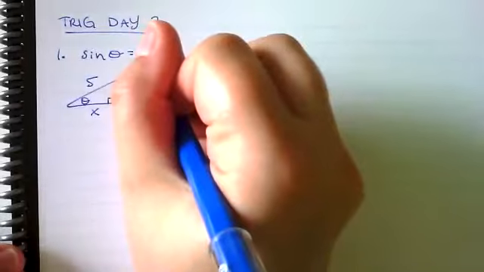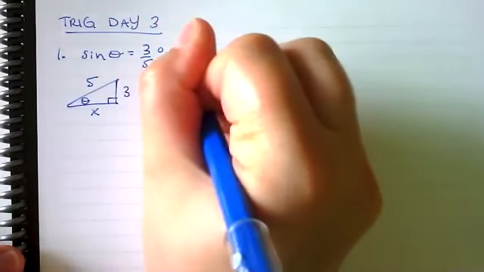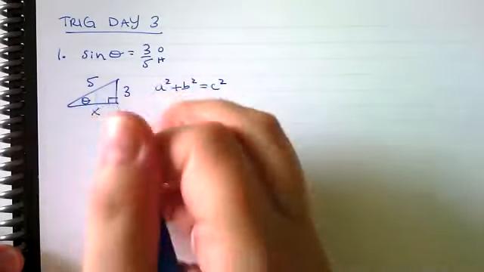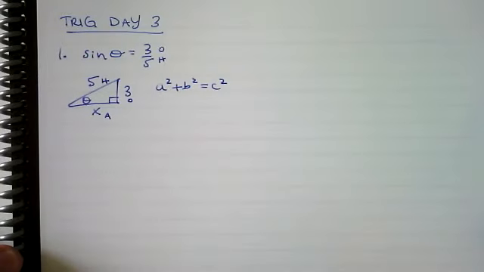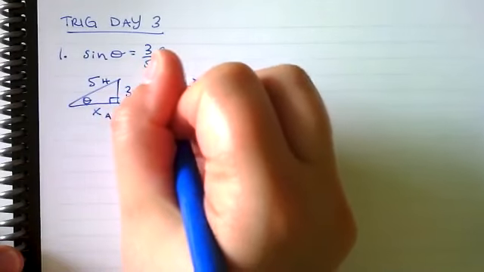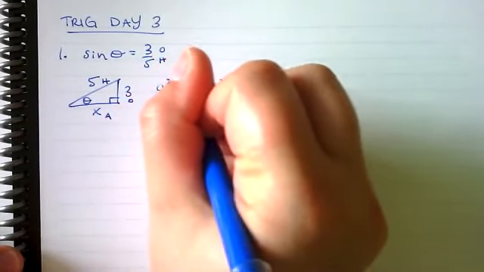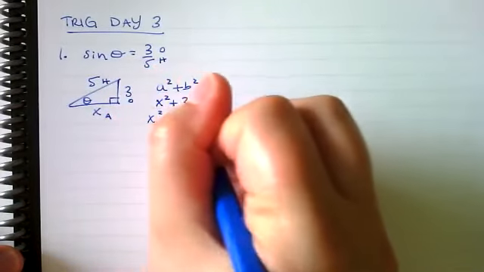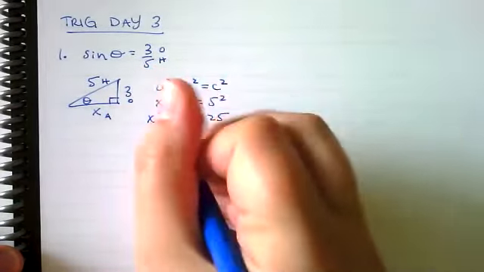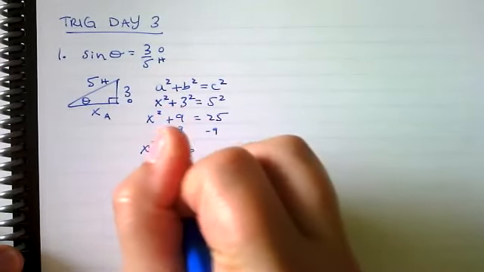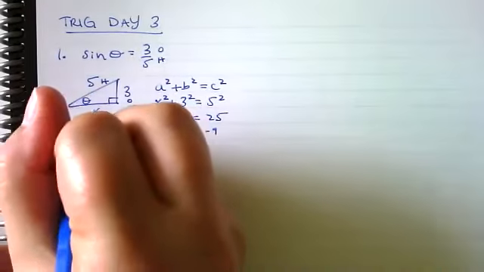So I need to use my Pythagorean theorem. So X here is my adjacent side. So opposite, hypotenuse, and this is the adjacent. So I need to find my adjacent side. So I'm going to call that A. So we'll say A squared plus 3 squared equals 5 squared, and we're just solving this. So x squared plus 9 equals 25. I'm subtracting 9 from both sides. So x squared equals 16 and x equals 4. So my adjacent side is 4.